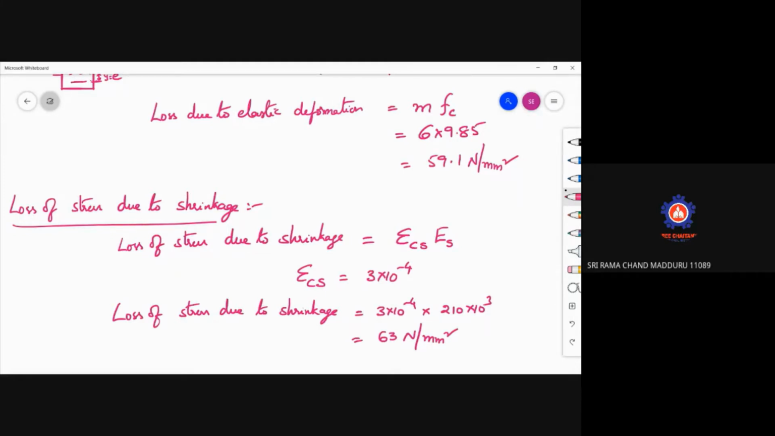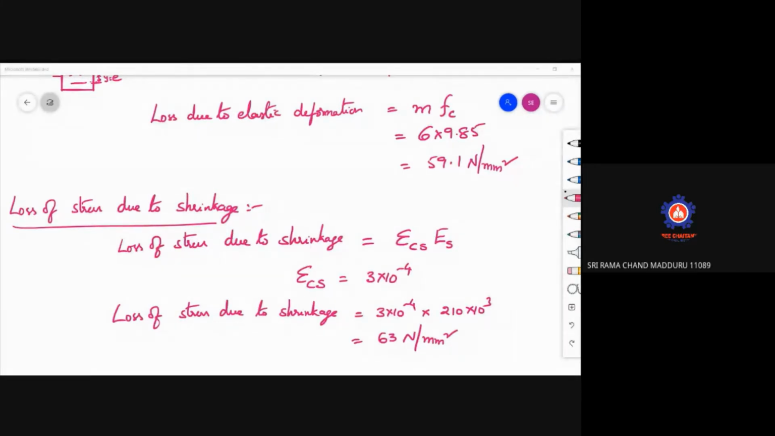Sir, the screen is not visible, sir. It's visible. Just in front of my name, please pin it. You might have pinned someone. Just unpin it once. It's visible, right? Yes, sir.